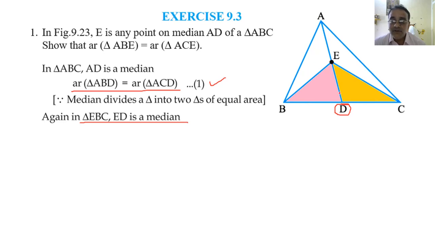Again, we know that median divides triangle into two triangles of equal area. So these two areas are equal. So let it be equation number 2. Area of triangle EBD is equals to area of triangle ECD. Whether this second equation is clear to all of you?